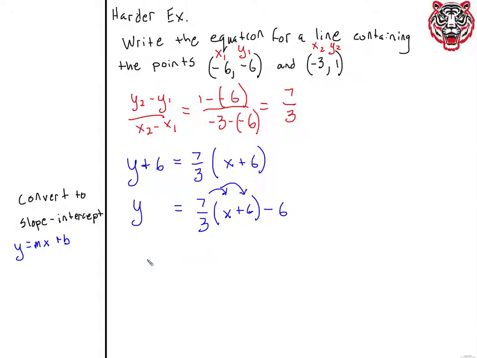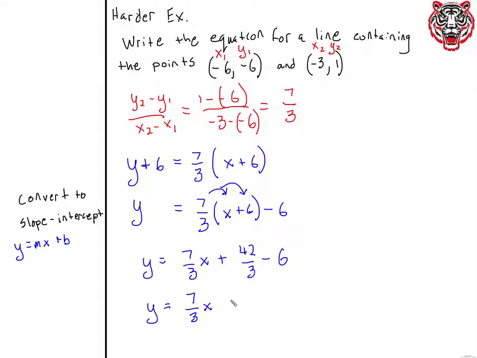And we have the new equation y equals 7/3 x plus 42/3 minus 6. One more step to finally complete y equals mx plus b form. Subtract the 6 from which fraction? The big fraction. So yeah, combine like terms.